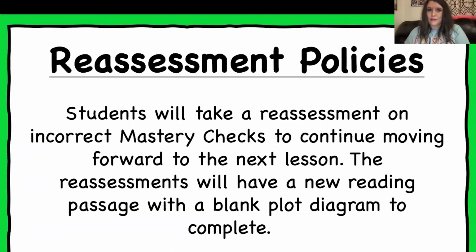Okay, so the last thing is students are going to take a reassessment on incorrect mastery checks. So before they can move forward, they cannot move on to the next lesson until they've mastered it. So if they keep getting the mastery check wrong, then we're going to keep practicing. You cannot move forward without mastering that concept. So they're going to have a new reading passage, like I said, and new blank plot diagrams, like the examples I showed you, to go over.